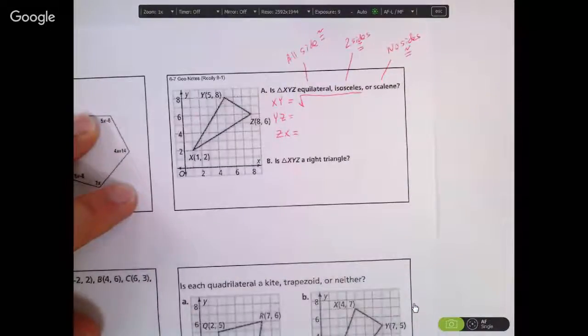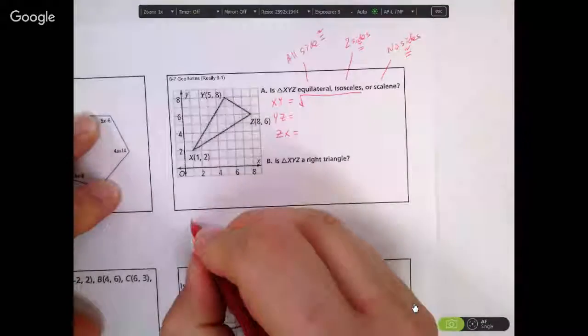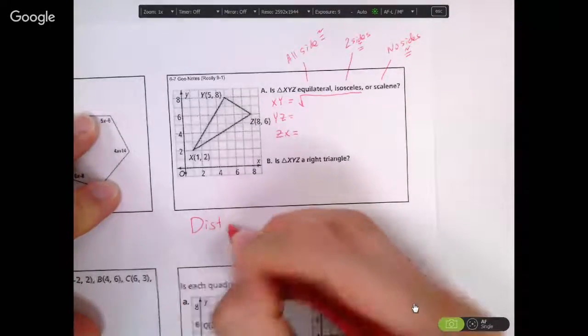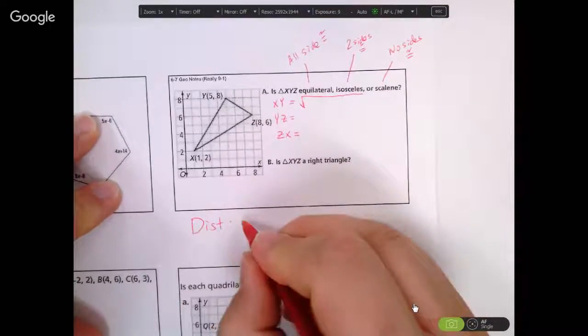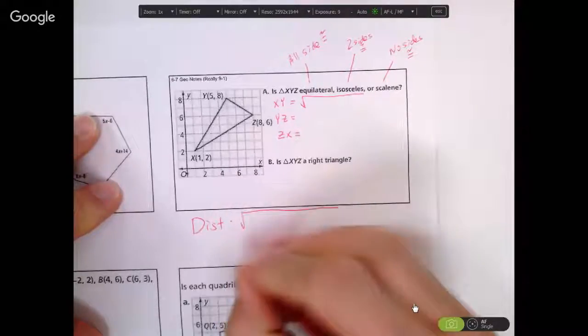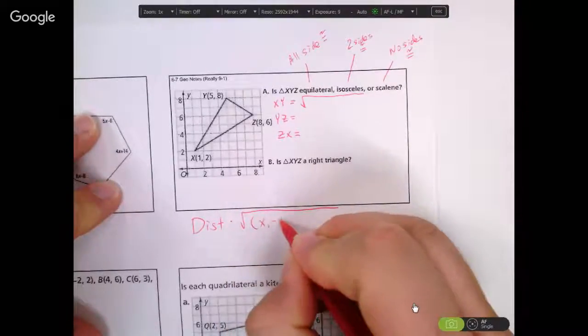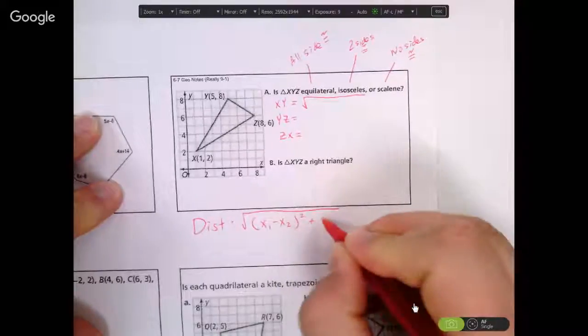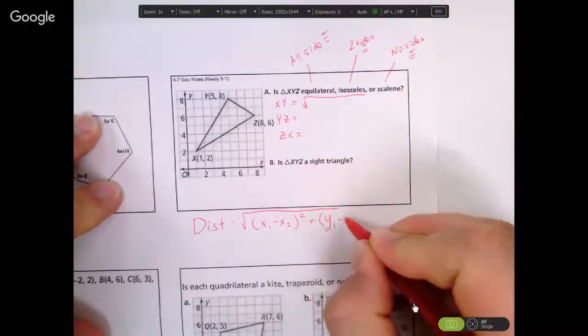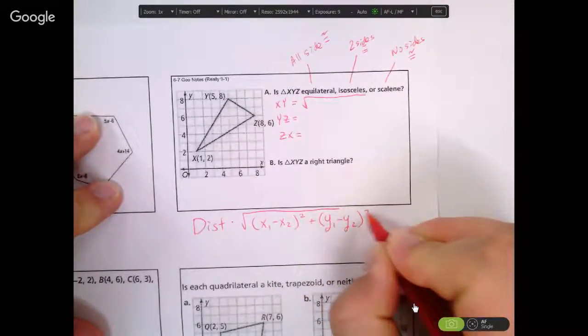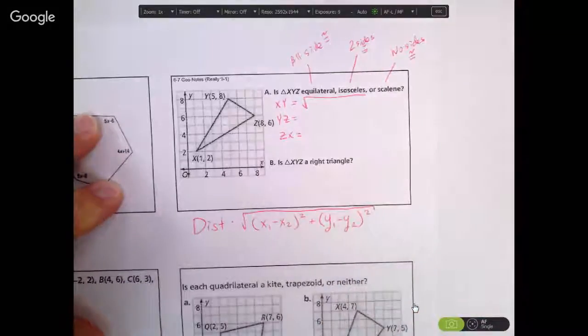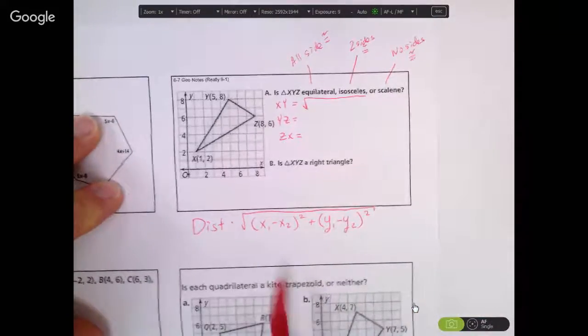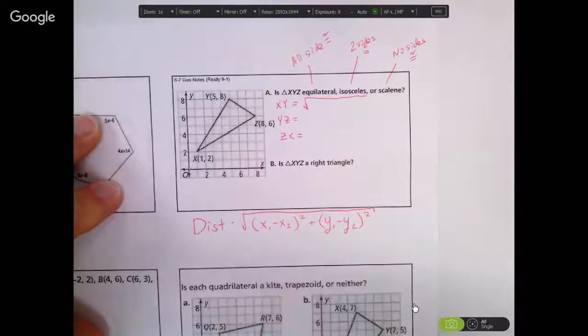Okay, should I write the distance formula down here? No. Yes. Oh my God. Distance formula, x1 minus x2 squared. It doesn't matter. No, it doesn't. I don't know why, but every textbook in the world would have the x2 first, but I don't do it that way.